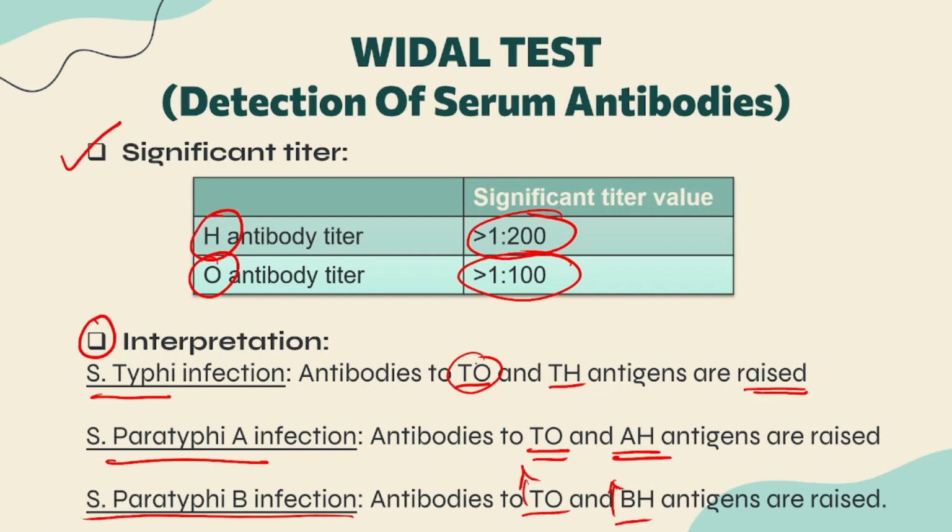Okay, so if there is an increment of TO-TH, we can say it is S typhi. If there is an increment of TO and AH antibody titers, it is S paratyphi A. And if there is an increment of TO and BH, it is an indication of S paratyphi B infection, Salmonella paratyphi B infection.